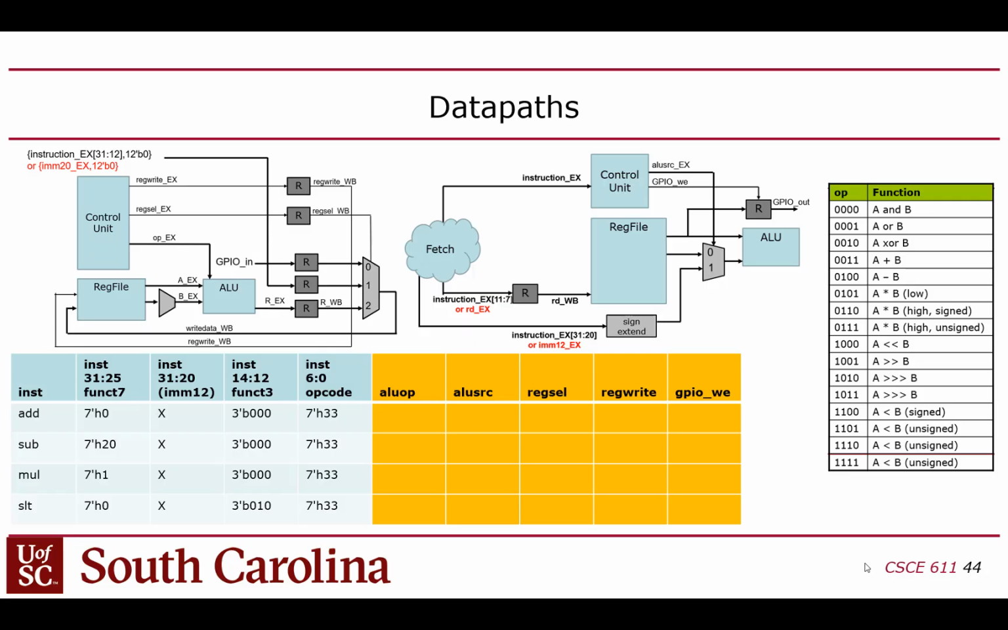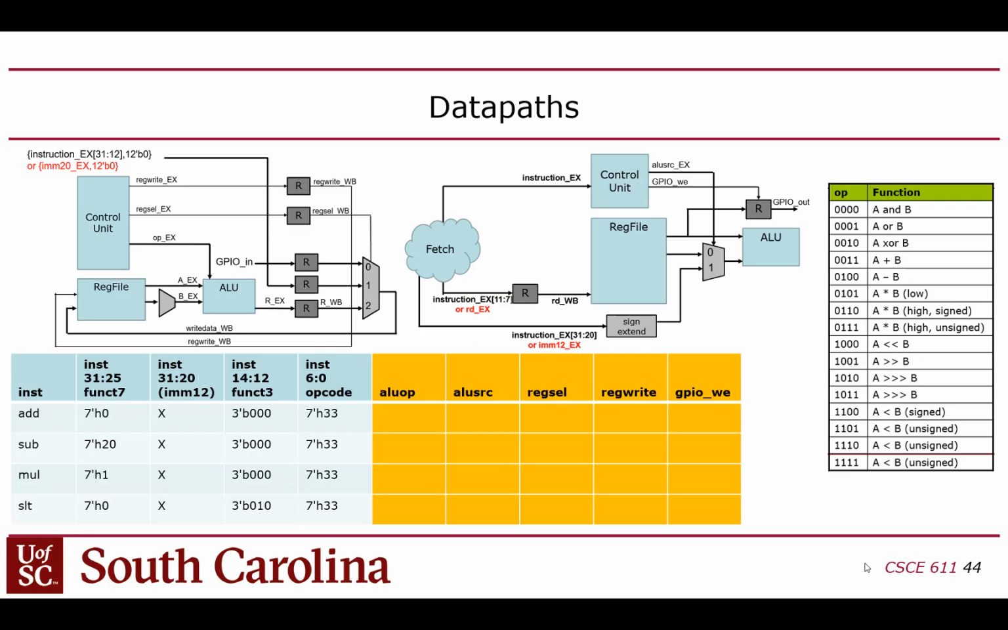So what do you do if it's an add? Well, the ALU op should be add, right? Whatever the code is for that, which again, I have a table here for that too. So what's the ALU op code for add? 0011, right? ALU source, what's that supposed to be? 0, because it's R-type, right? You're adding 2 registers, you're not adding a register and an immediate.